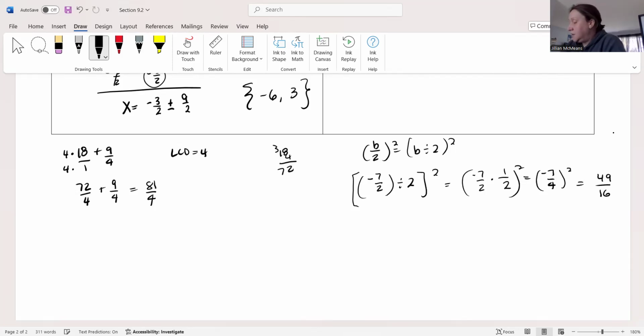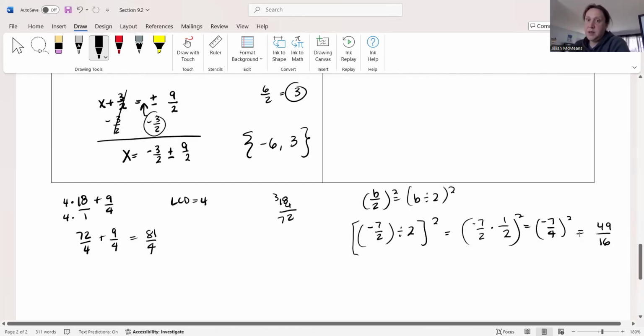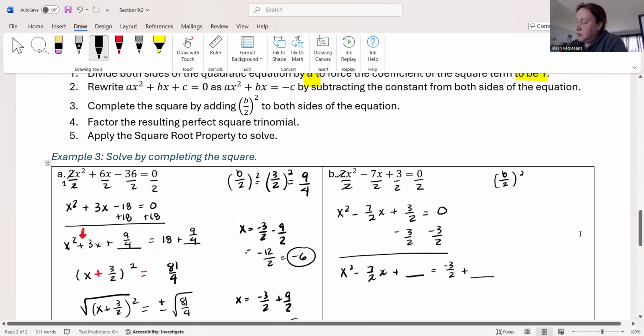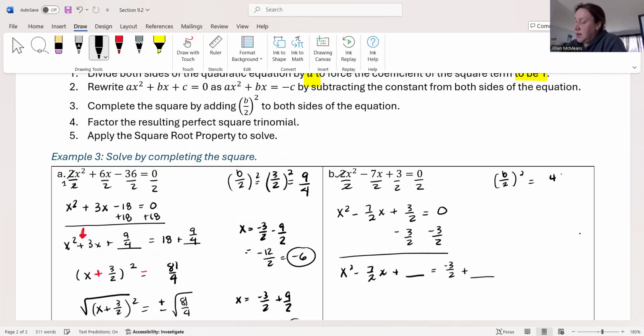negative 49/16. Okay? So this right here is 49/16. That's what I have to add to both sides. Okay?